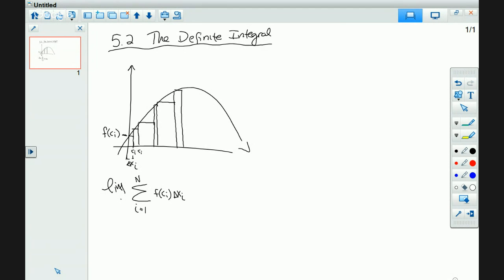Is there a way to make these small? Any guesses? The absolute value of this, you guessed it, the double bars. Maximum partition size. So maximum rectangle width. So we're taking the max rectangle width to 0.